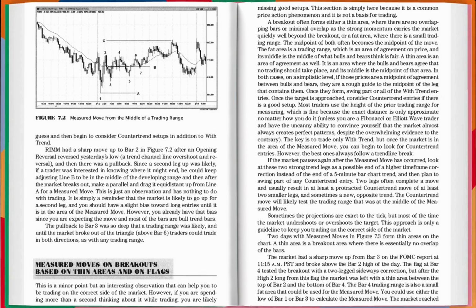However, you already have that bias since you are expecting the move, and most of the bars are bull trend bars. The pullback to bar 3 was so deep that a trading range was likely, and until the market broke out of the triangle above bar 6, traders could trade in both directions, as with any trading range.